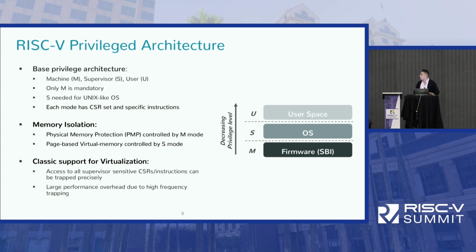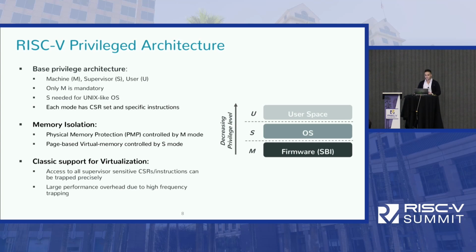We have the machine mode, the supervisor mode, and the user mode. And each of these modes is a set of CSRs, control status registers. In terms of memory isolation, in this basic setting of the privileged architecture, we have the PMP, or physical memory protection, controlled by the M mode. And we have the page-based virtual memory, or the memory management unit, controlled by the supervisor mode.